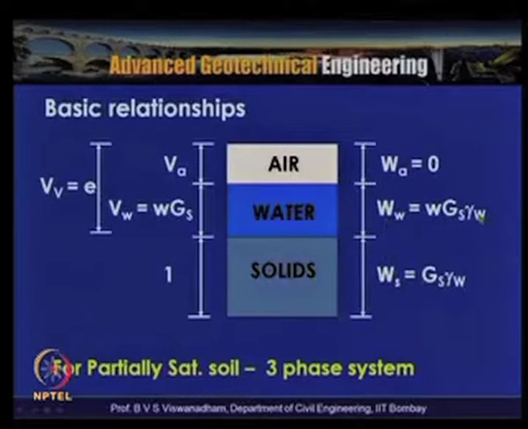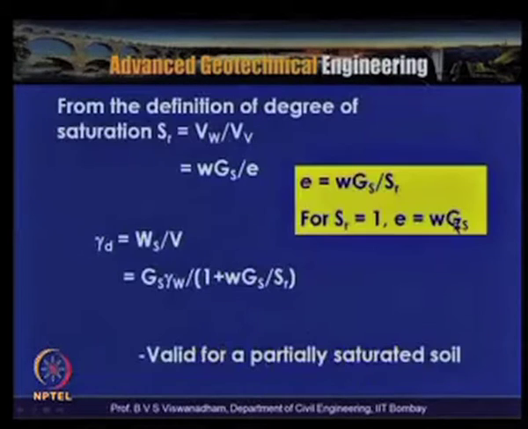From the water content definition, we have written here weight of water is equal to W Gs by gamma W. So, by writing this, what we get is a relationship, for a partially saturated soil, between void ratio, water content, specific gravity of the solids and degree of saturation, where e is equal to W Gs by Sr. For Sr equal to 1, e is equal to W Gs, that we have deduced previously for a saturated soil.